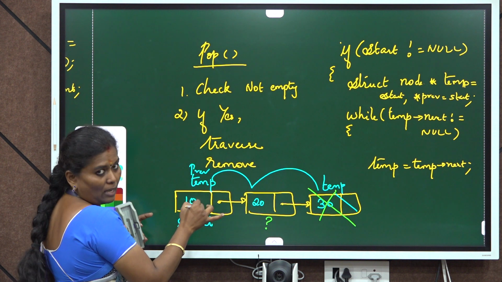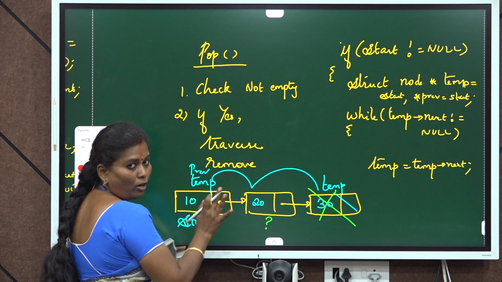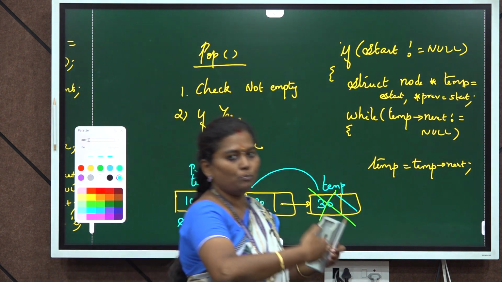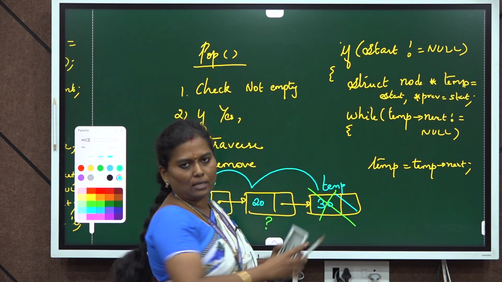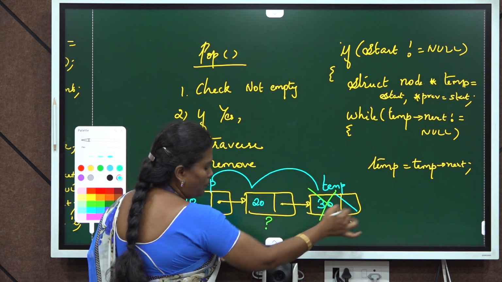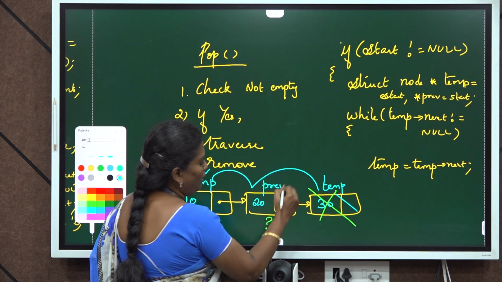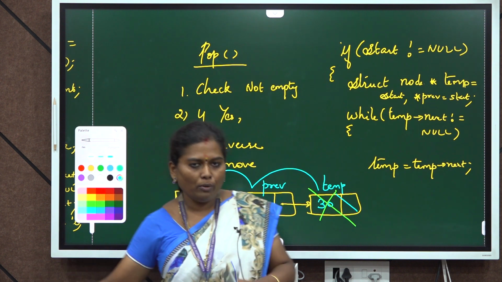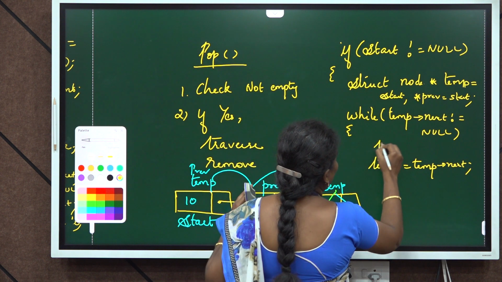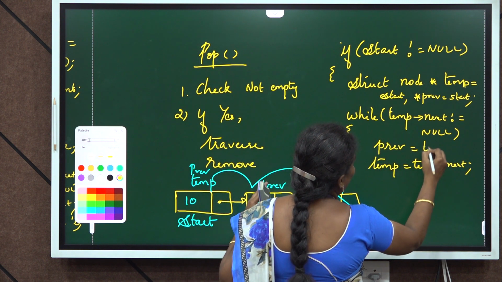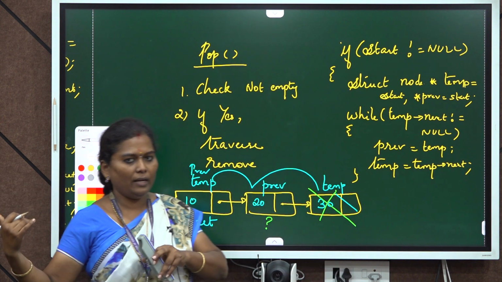Prev and temp will be in the same position, but when we move temp for the first time, prev will not be moved. It means that temp is moving, and prev is moving behind the temp. So this is how the traversing is happening. So when temp is at this specific node, that is temp is at 30, prev will be at 20. So prev is moving behind the temp. In order to bring in this concept, let me have here prev equal to temp. So prev is moving behind the temp.